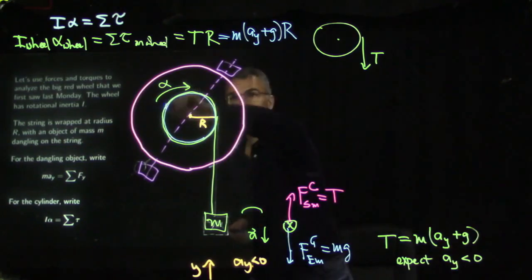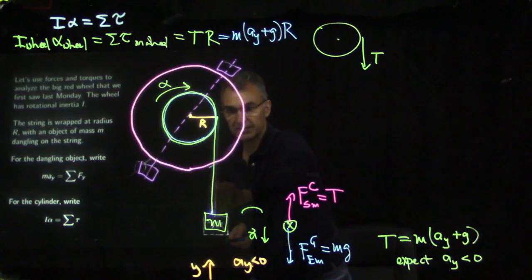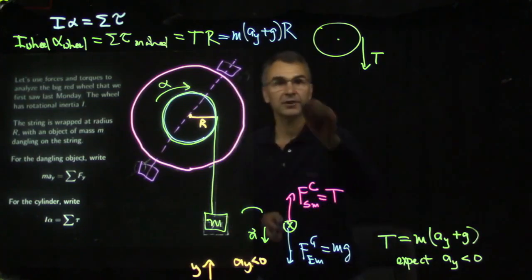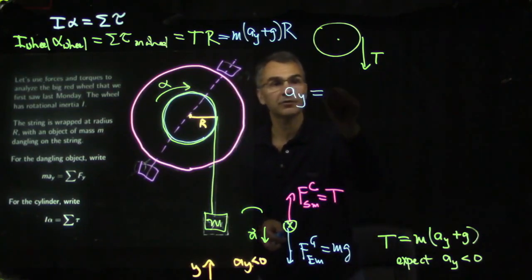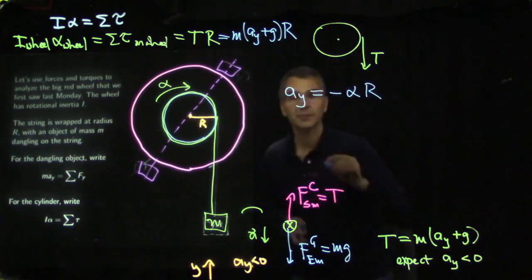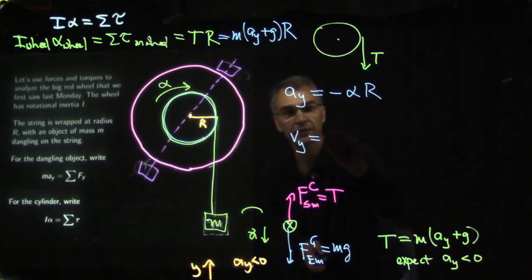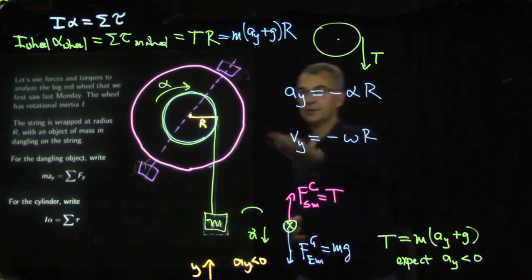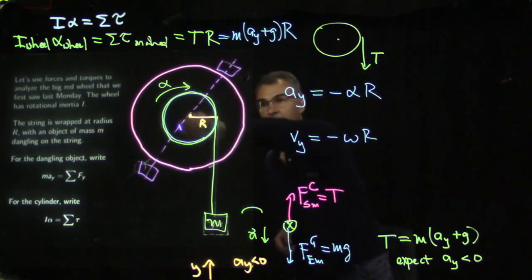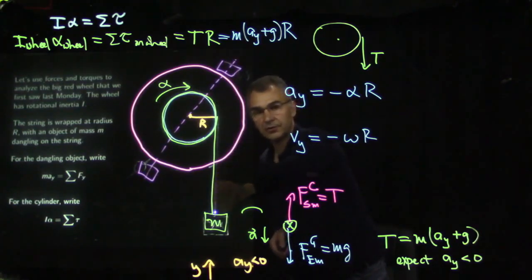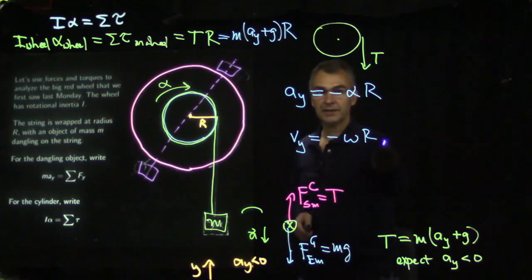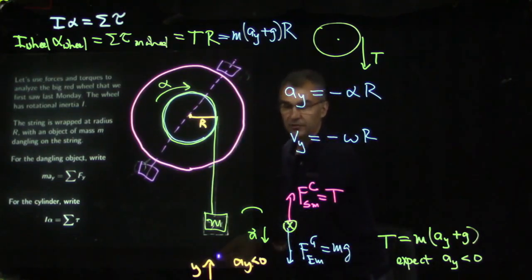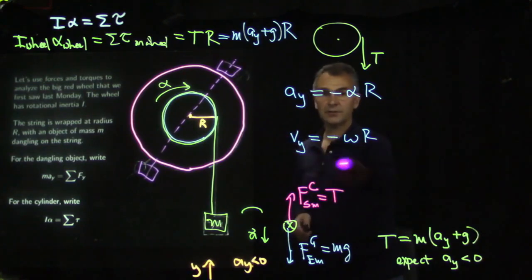except that we said that a sub y was negative. So if this wheel is accelerating clockwise, which would be positive alpha the way we've drawn it, then the mass is accelerating downward, so we need a minus sign. I think we have a sub y equals minus alpha r. That's because we have v sub y equals minus omega r. So if omega is clockwise, and the wheel is going around at rotational velocity omega, then the mass is going downward with vertical speed omega r. But since we have our y-axis pointing upward, that would be v sub y equals minus omega r.